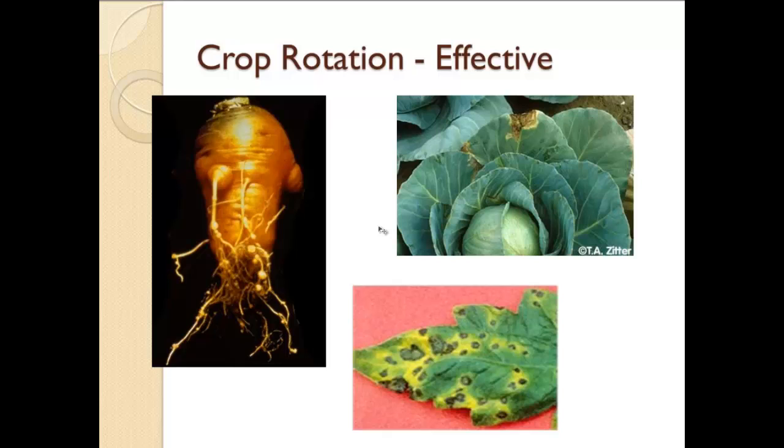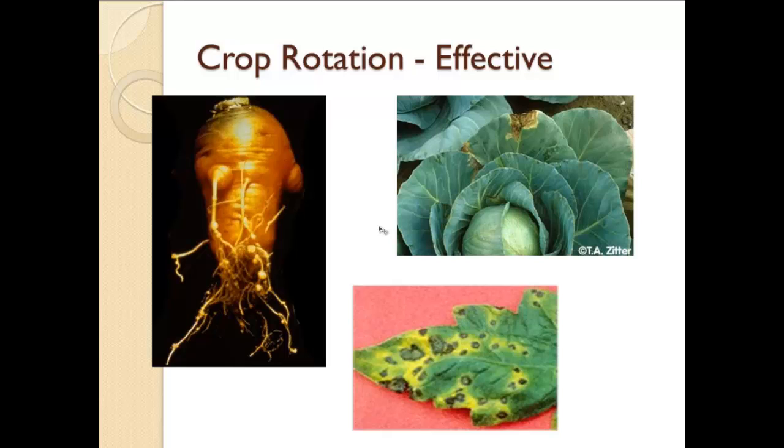Same thing for black rot on crucifers. You can see one there on cabbage. That's a disease caused by a bacterium. In general, bacteria do not survive in the field very well. They don't have the structures that many fungi do that allow them to survive in the soil for extended periods of time. And so typically, 1 year away from a susceptible host will take care of a lot of the foliar bacterial pathogens that we commonly see.